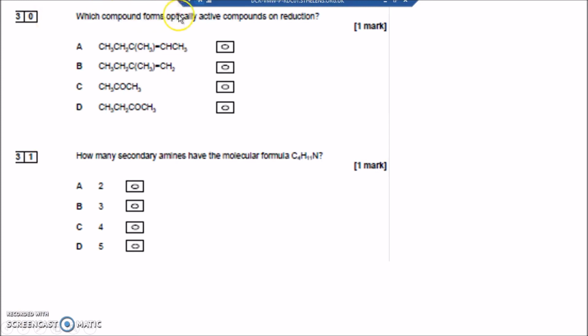Question number 30. Which compound forms optically active compounds? That's something with a chiral carbon, a carbon with 4 different groups around it that would rotate plane polarized light in different directions because it's got 2 enantiomers, unless of course it was a racemic mixture with equal amounts of the 2 enantiomers. So we're looking for a chiral carbon on reduction. Reduction is reaction with hydrogen. So what would happen on A? There's a double bond there, so if hydrogen were to join onto this side of the double bond, this carbon or this carbon, then this carbon would have a methyl group, an H.